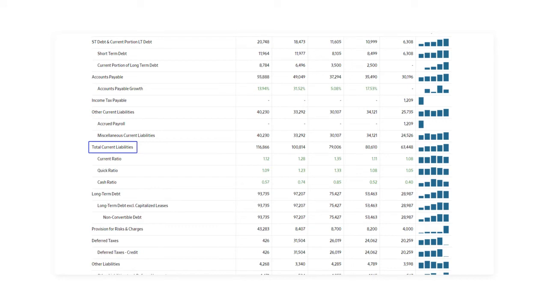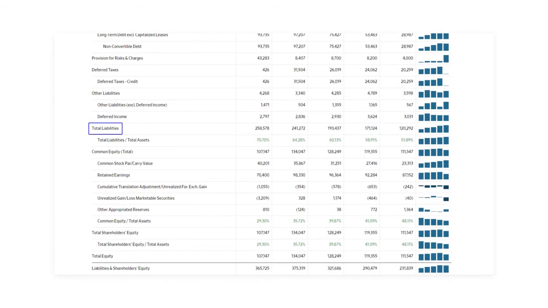Total current liabilities is the total amount of current liabilities with a maturity of less than 1 year. Long-term debt is the sum of all long-term debts of a company with a maturity of more than 1 year from the balance sheet date. Total liabilities, the sum of all obligations. Total shareholders' equity, the difference between total assets and liabilities, also referred to as equity or net assets.